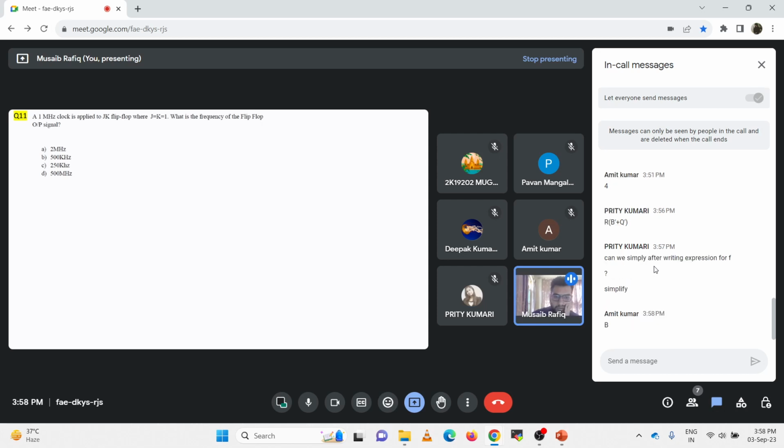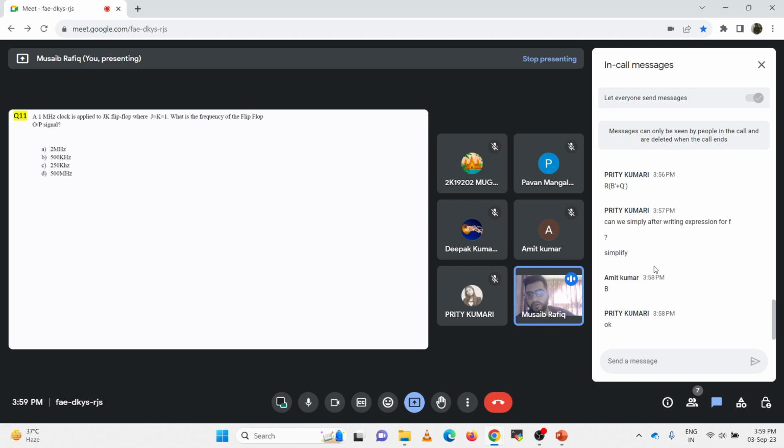So now towards question number 11. If you have to keep it in canonical form, you don't need to simplify. Otherwise, you can simplify. Question number 11. A 1 megahertz clock is applied to a JK flip flop with J equal to 1, K equal to 1. What is the frequency of the flip flop at output? One of the students has already given the answer. Basically, a JK flip flop will divide it by 2. It's a simple question. If it's 1 megahertz, it will be 1 megahertz divided by 2, that is 0.5 megahertz.